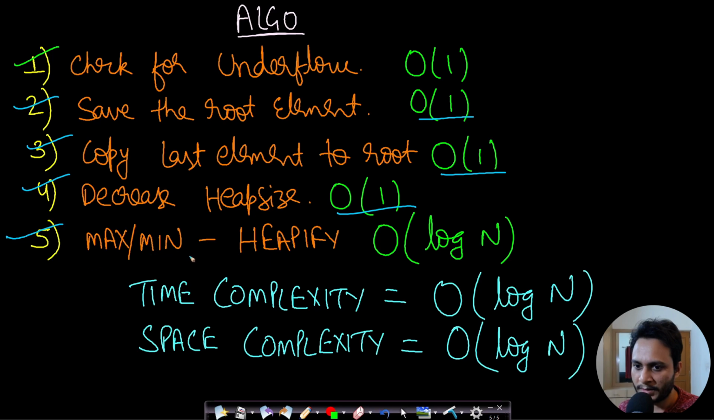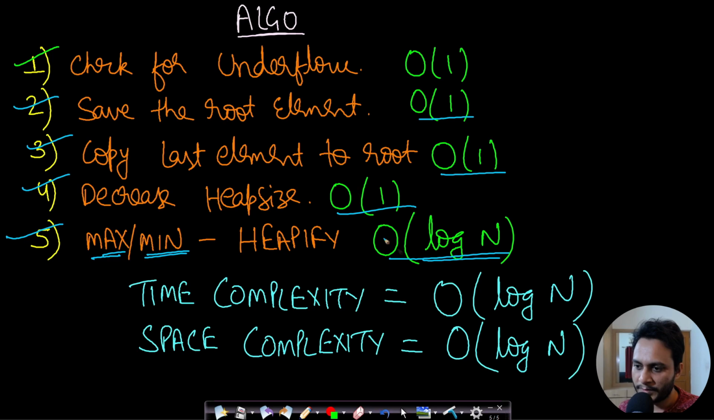The fifth step is to max heapify or min heapify, which will take order of log n time, because in a complete binary tree the height of the tree is log n. If you are using a max heap, then we will do max heapify. Otherwise, if you are using a min heap, we will do a min heapify.